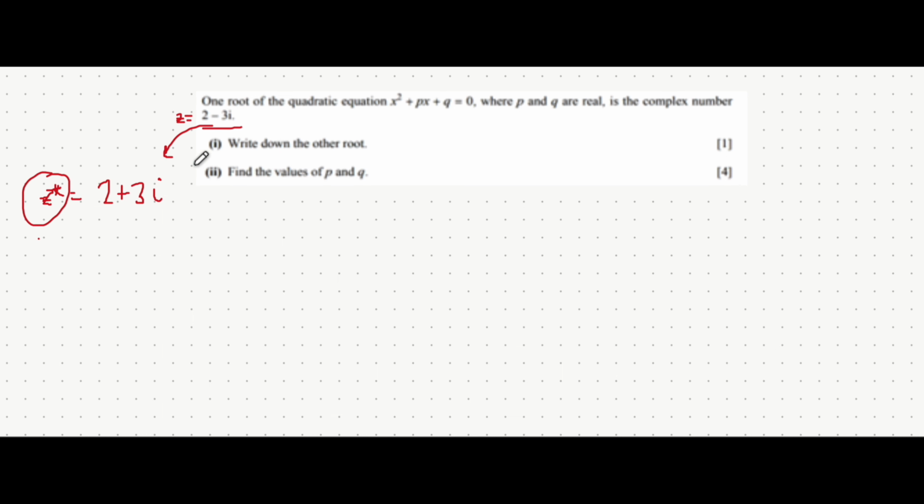Now, once you have these two roots, you can form a quadratic. Think about it like this. If you had x equals 4 and x equals 2 as a root, you'd form a quadratic saying x minus 2 and x minus 4, wouldn't you? You'd do something similar here.